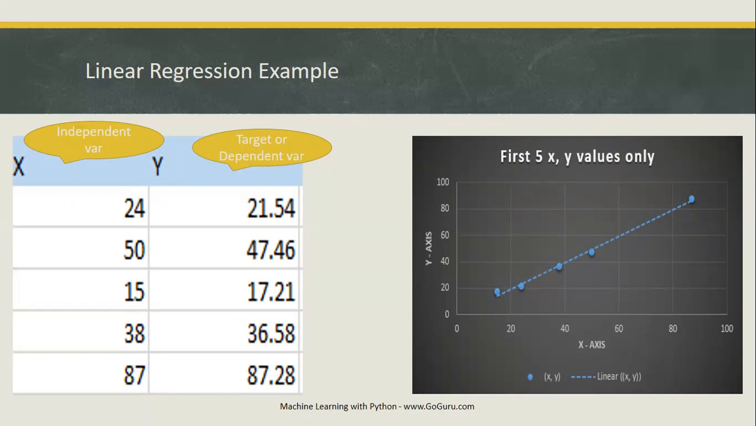So for now, it is simple: we take the X and Y values, we plot them on the graph, and then we try to fit a line. This is not manual work, this is automatically done by the model, but this is just an example.